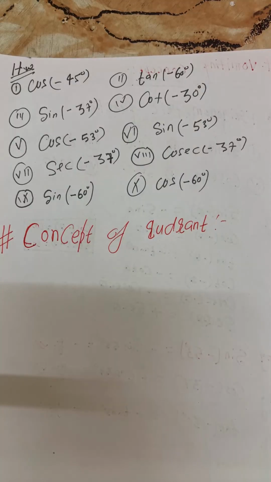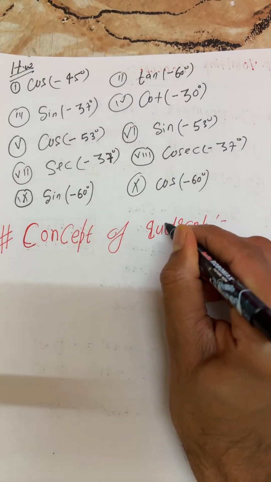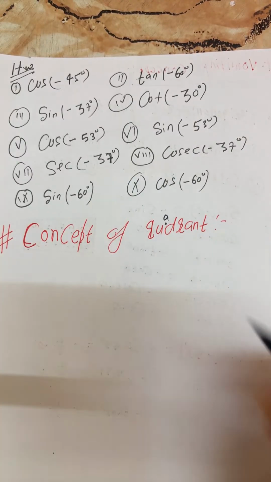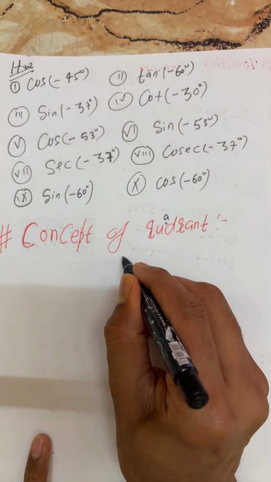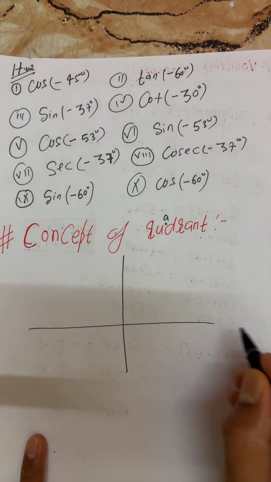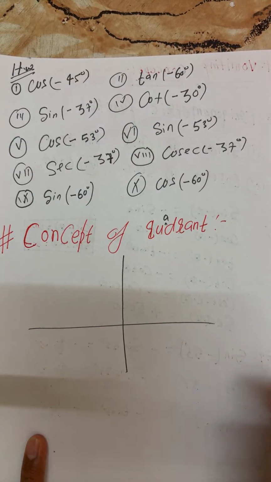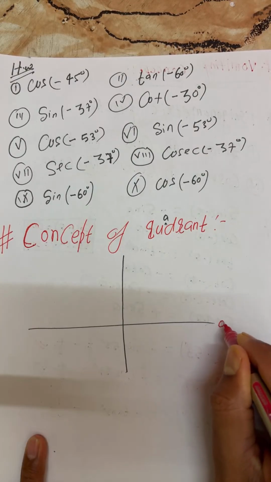Concept of quadrant. Remember, the spelling is Q-U-A-D-R-A-N-T, quadrant. Students, in the syllabus here, there are 4 quadrants. If you are initially here, the angle is what?